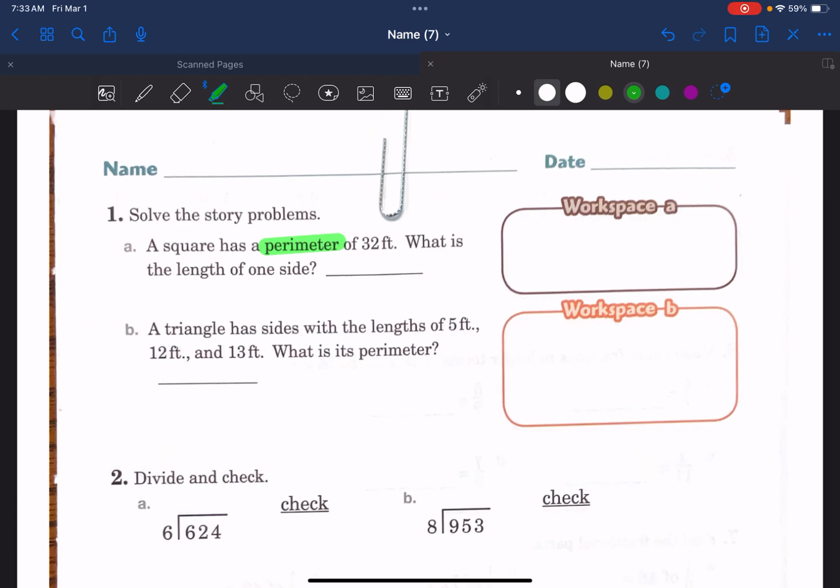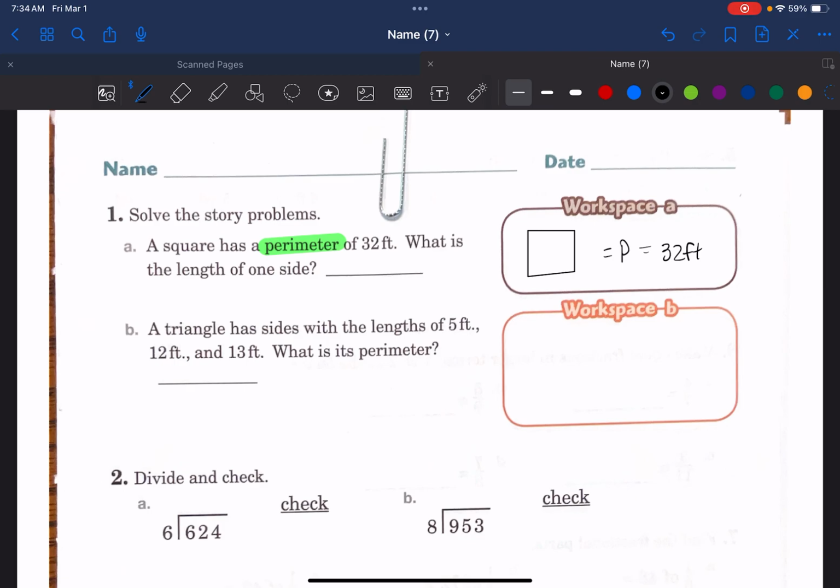So perimeter means like all the way around. So it's a square. It's very specific that it is a square, and a square means that they have 4 equal sides. So mine won't be super equal, but I'll do my best here. Okay, so that means if it's perimeter, that all together it was 32 feet.